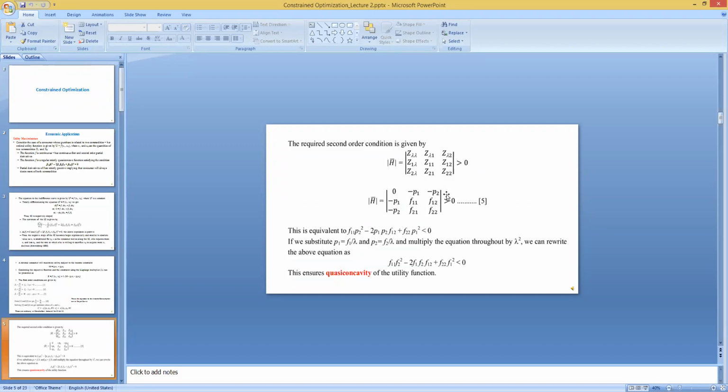So this positive value of the bordered Hessian determinant will ensure quasi-concavity of the utility function, and this will in turn ensure the level curve is strictly convex, and that ensures the value we are getting is a maximum, because for the maximum we need a convex level curve.